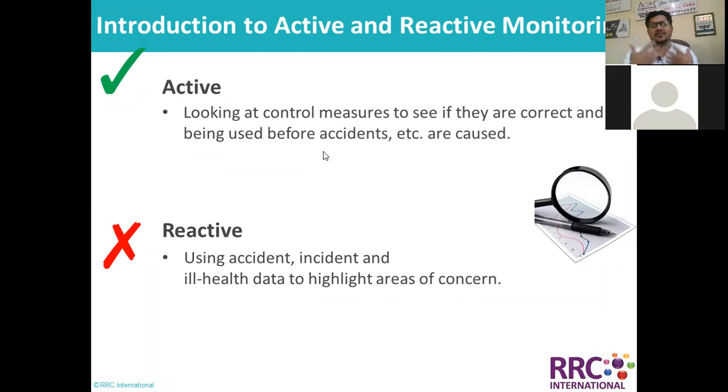So we have to check these control measures and observe whether they are on the right track, they are correct and being used before an accident. So it's kind of a proactive approach, right? Anything you are doing to avoid incidents and accidents, or trying hard not to face any accident. That means you are proactive.